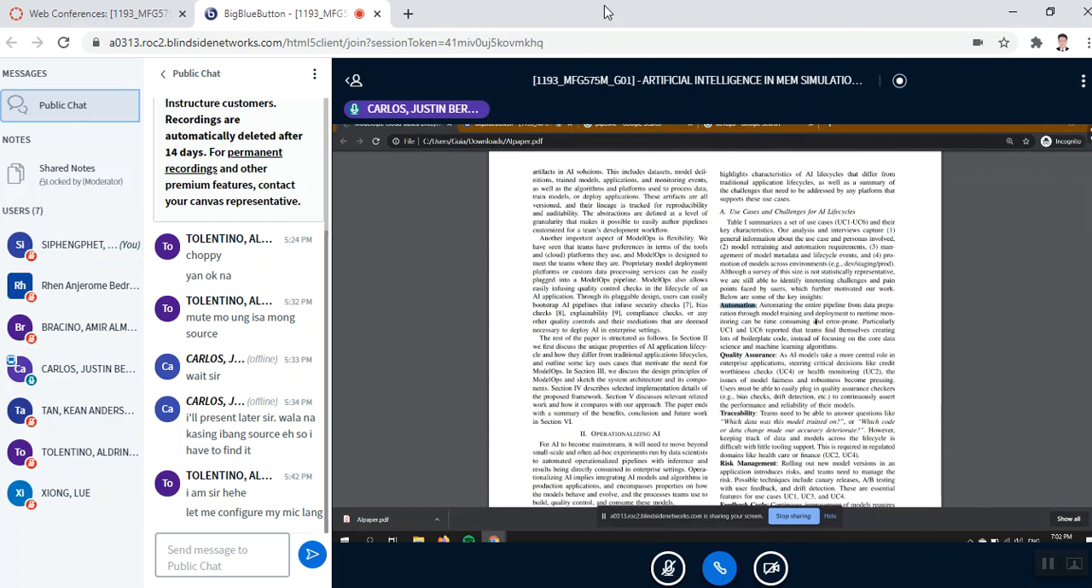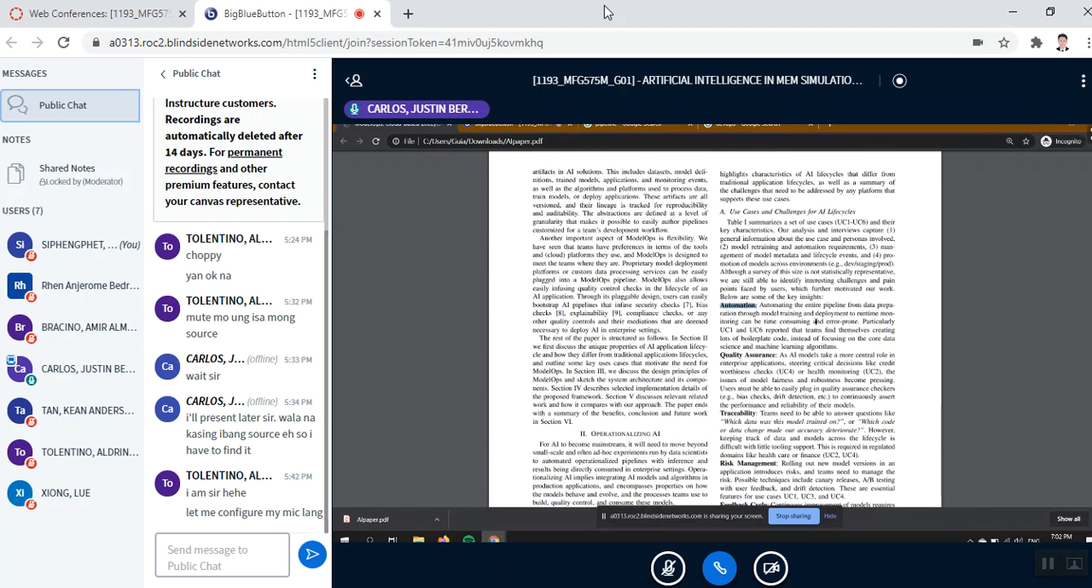So with this, they devised a new method of AI learning, which they call model ops. So in model ops, it's actually a combination of AI lifecycle and DevOps pipelines.